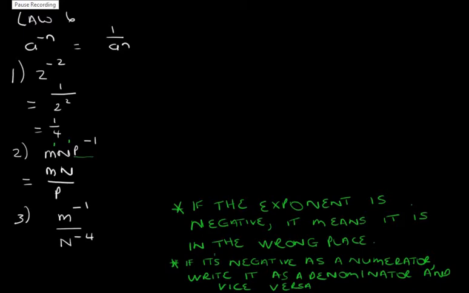So let's look at example 3. We have m to the power negative 1 over n to the power negative 4. Now if your exponent is negative, it means it is in the wrong place. You want a positive exponent. So if it's negative as a numerator, we need to write it as a denominator and vice versa. What does this mean? This means that m to the power negative 1 needs to be written as a denominator, and n to the power negative 4 needs to be written as a numerator. So this gives us n to the power 4 over m.